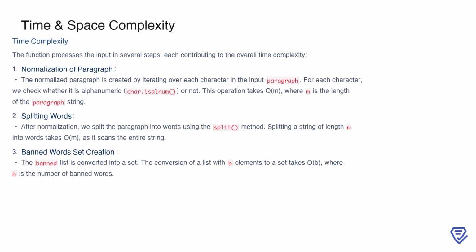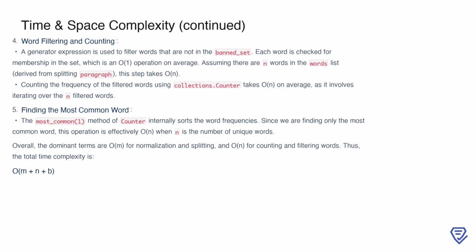Finally, the banned words, provided as a list, are converted into a set. The conversion of a list with b elements into a set takes O(b), as it requires processing each banned word. Each of these steps contributes to the overall time complexity of the function. Now, let's evaluate the steps that involve filtering and counting the words. Using a generator expression, we filter out words that are present in the banned set. Checking membership in a set is an O(1) operation on average, and since this is repeated for each of the n words in the list, the total filtering step takes O(n).